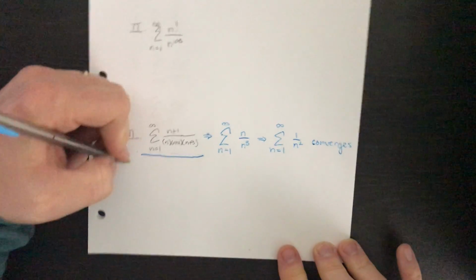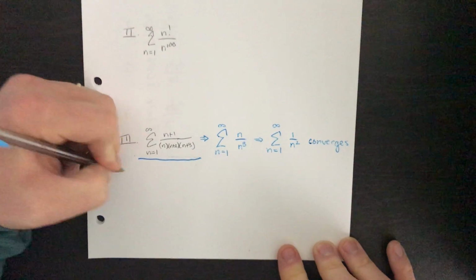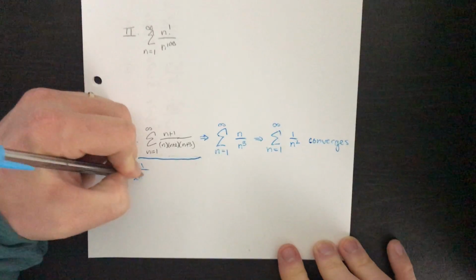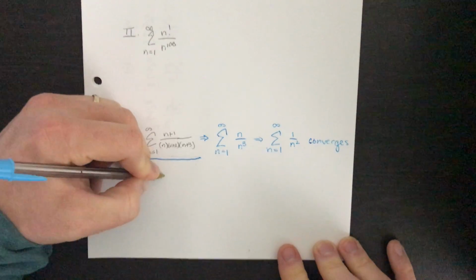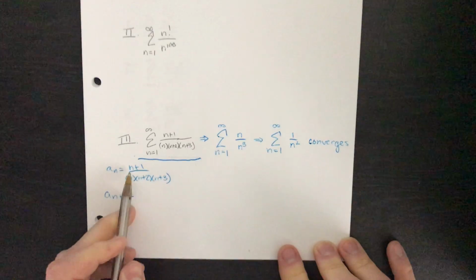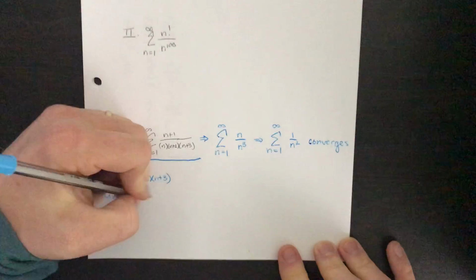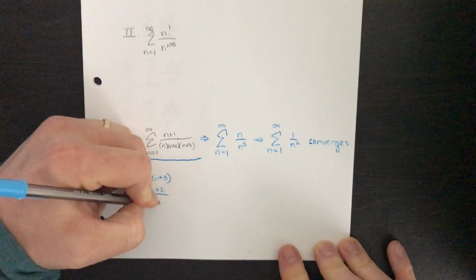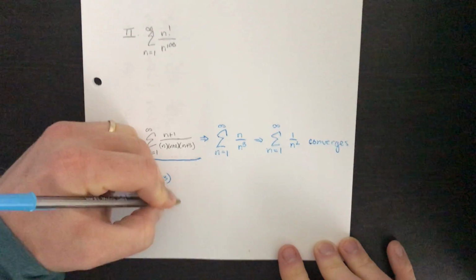So the ratio test tells us we need a sub n. So I'll just pull that out. And then we also need a sub n plus 1. So I will write that. All we're doing is substituting in n plus 1 for all the n's. So on top we get n plus 2. On the bottom we get n plus 1 times n plus 3 times n plus 4.